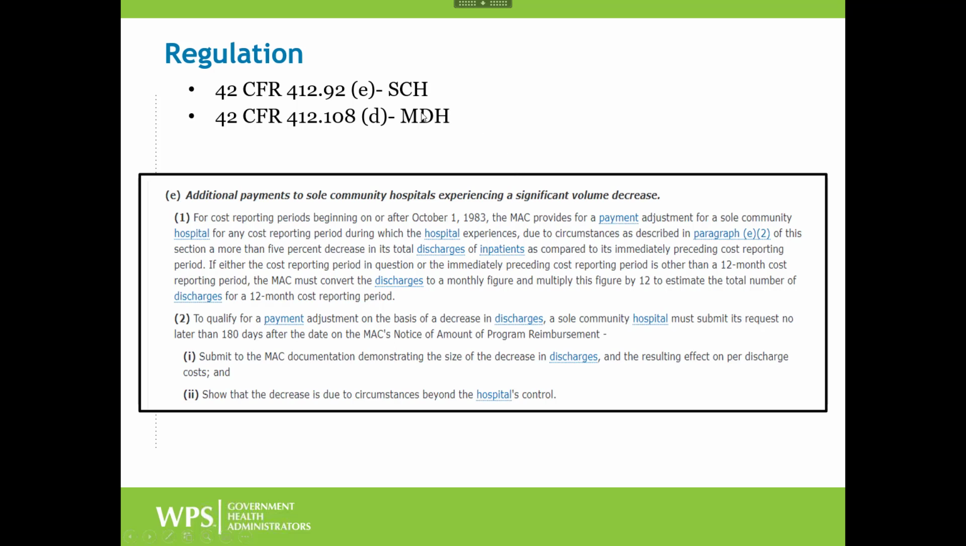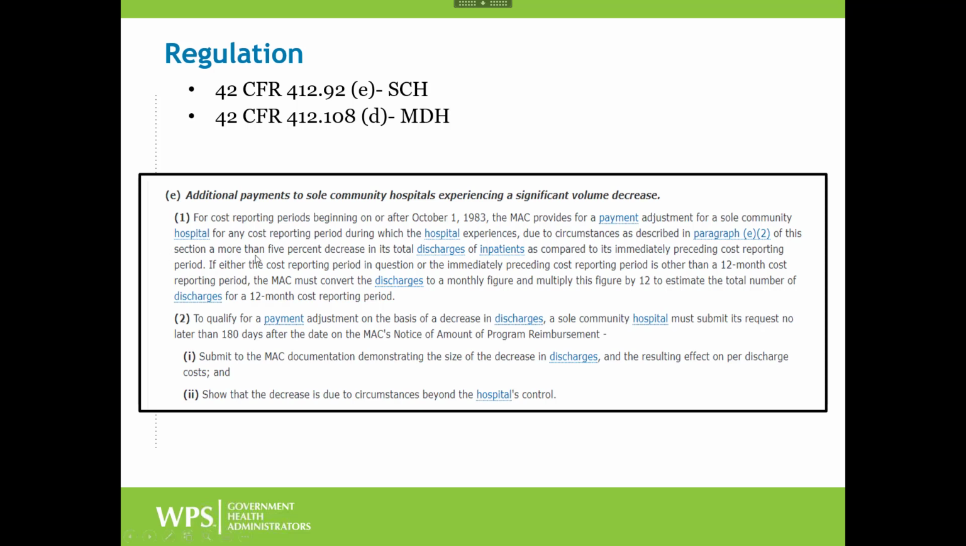So let's get into the regulation first. Now, I've only copied the SCH verbiage, but again, it is basically the same, so we're just going to leave it at that. So for cost report periods beginning on or after 10/1 of 83, that's when the IPPS began, so that's when this payment began as well. The MAC provides for a payment adjustment for a sole community hospital for a period during which the hospital experiences, due to circumstances beyond its control, that's what this paragraph E2 talks about. We'll talk about that later. A more than 5% decrease in its total discharge of inpatients compared to its immediately preceding cost reporting period.